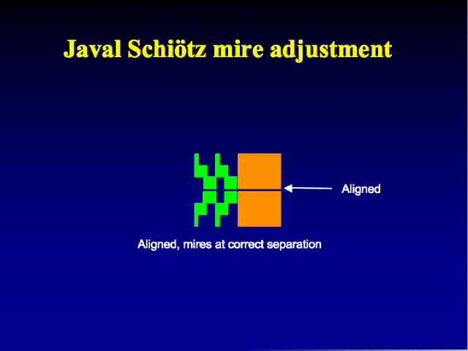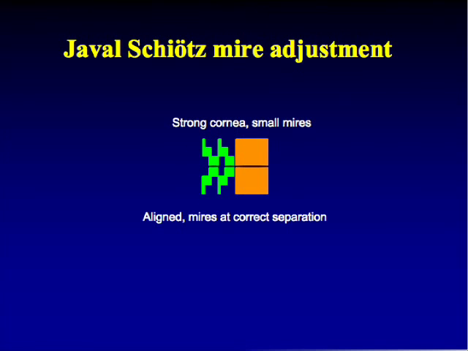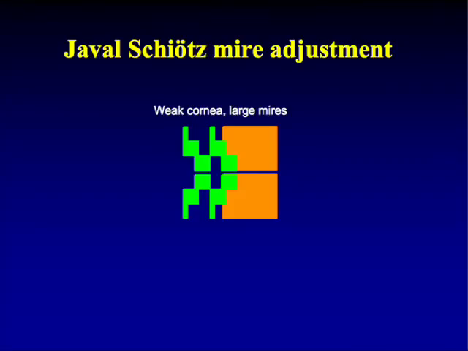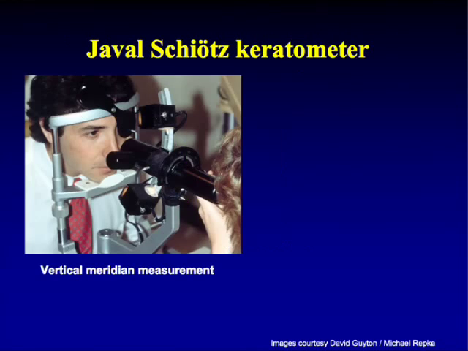But what if you have a very curved cornea? If the cornea is very steep, it's going to be a stronger minus power, so the image is going to be smaller. So now we're going to turn another knob, and it's going to change the separation of those mires to bring the images closer together. What if you have a weak or flat cornea? Then the images are going to be big, so you turn the knob, change the separation, increase it this time, and get your exact result. So that's basically what you're doing when you're doing keratometry.